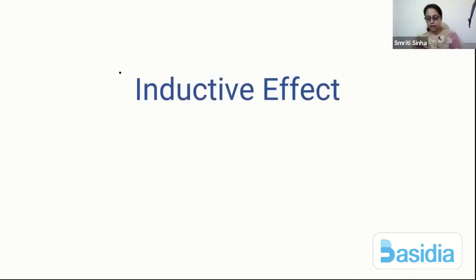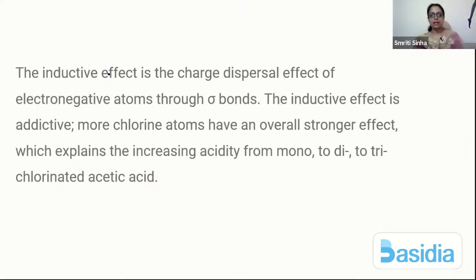Next is the inductive effect. So what happens due to the inductive effect to the acidity? The inductive effect is an effect which operates through a sigma bond, and it is the charge dispersal effect of an electronegative atom through a sigma bond. So the more the number of electronegative atoms, the more will be the inductive effect. So let's see an example for this.